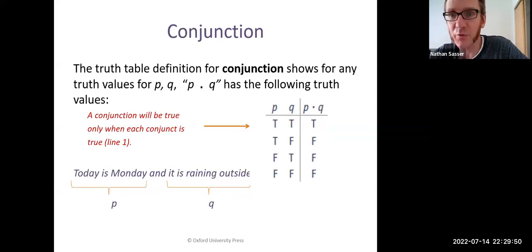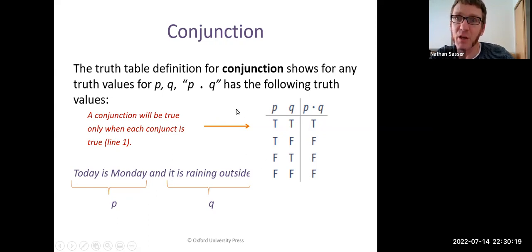Next, let's look at a truth table definition of conjunction. Now, a conjunction brings together two statements, and so we're going to have a bigger truth table. Each of these truth tables illustrates all the possible combinations of the truth values of the simple statements. So you could have P is true and Q is true, P is true and Q is false, P is false and Q is true, and both being false.